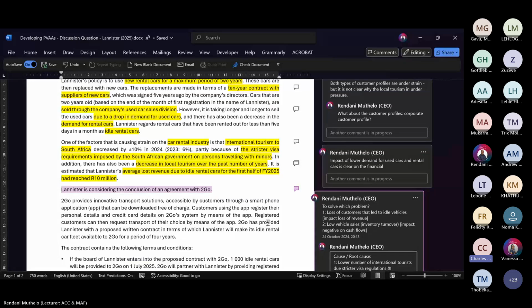And the reason would be that now they have these idle cars because of the stricter requirements on those persons traveling with minors. Okay. Sure. Anything else?